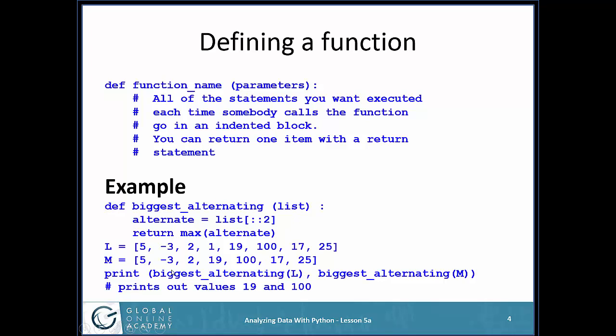So what will happen? It will take the list L, take every other element, and find the biggest one. Let's see what it should be. 5, 2, 19, 17. The biggest of those numbers was 19. And then it's going to do biggest alternating of M. 5, 2, 125. The biggest of those is 100. So this print statement would print out the values 19 and 100.